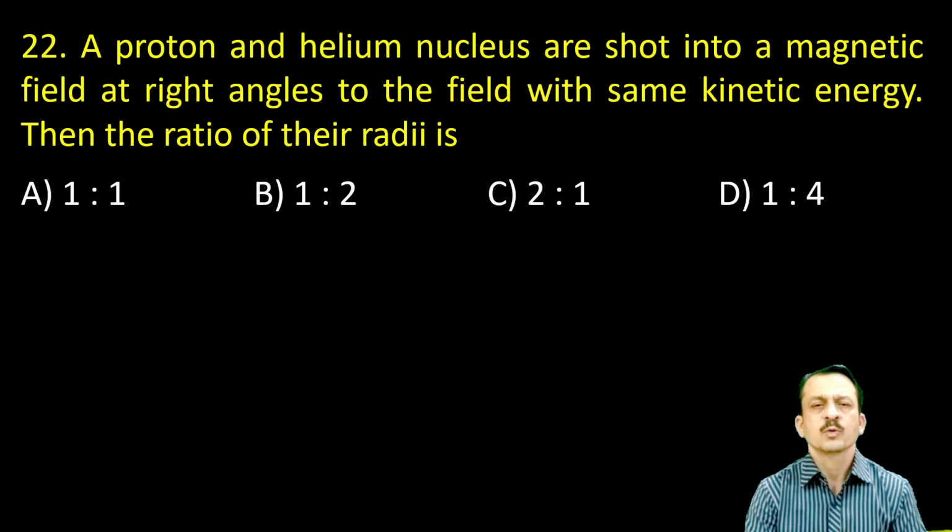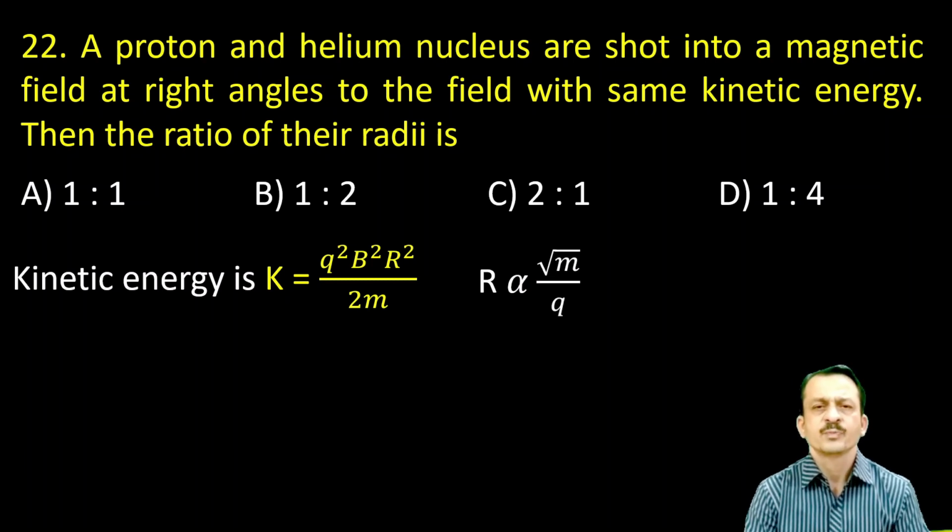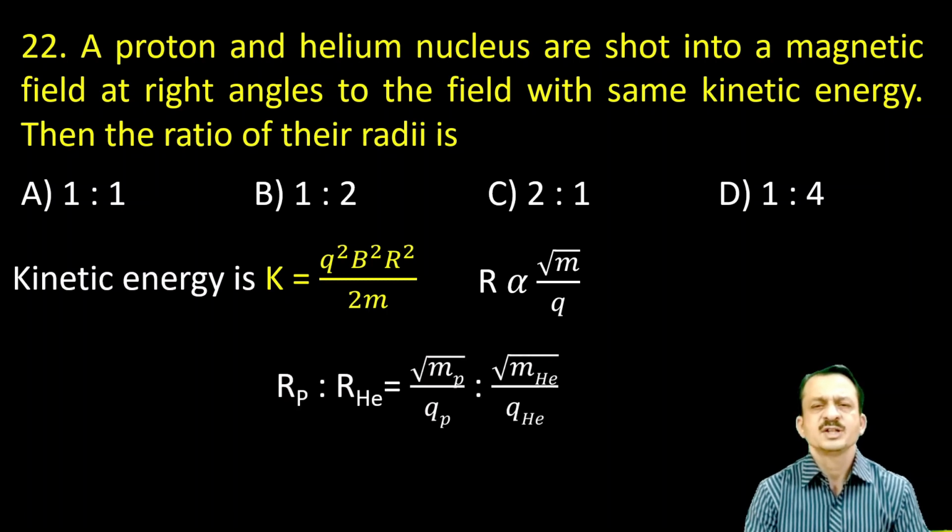We know that kinetic energy is given by Q square B square R square divided by 2m. Since kinetic energies are equal, we know that the radius is directly proportional to the square root of the mass and inversely proportional to the charge. Now you should remember this formula, R proportional to root m by q. Now applying for proton and helium, Rp is to Rh is equal to the square root of the mass of the proton divided by the charge of the proton, is to the mass of the helium nucleus divided by the charge of the helium nucleus.